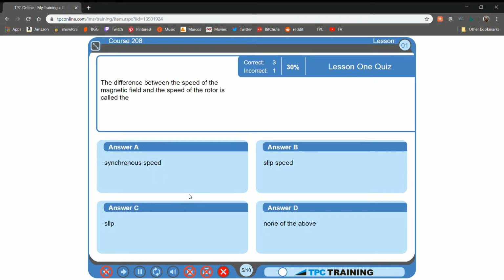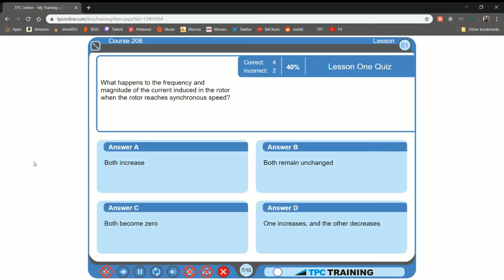The difference between the speed of the magnetic field and the speed of the rotor is called. That is correct. The rotor of a motor runs at 1,710 RPM, and the synchronous speed is 1,800 RPM. What approximately is the motor's slip? A. 90 RPM, B. 105%, C. 95%, D. 5%. That is not correct.